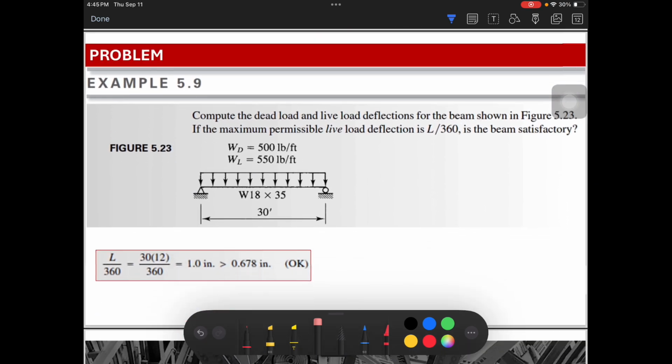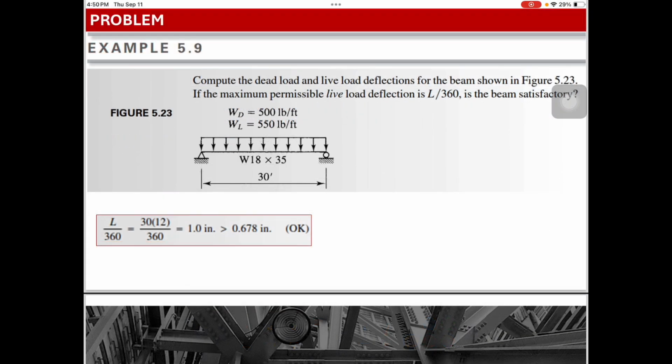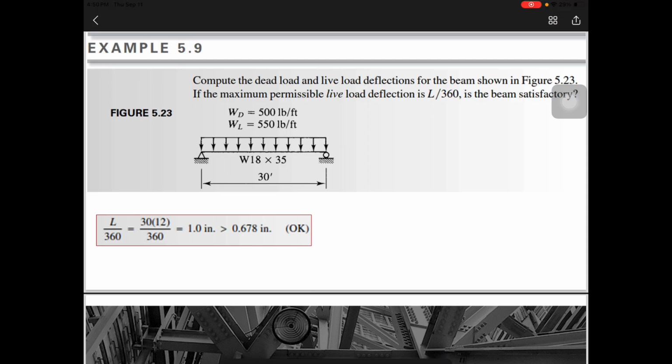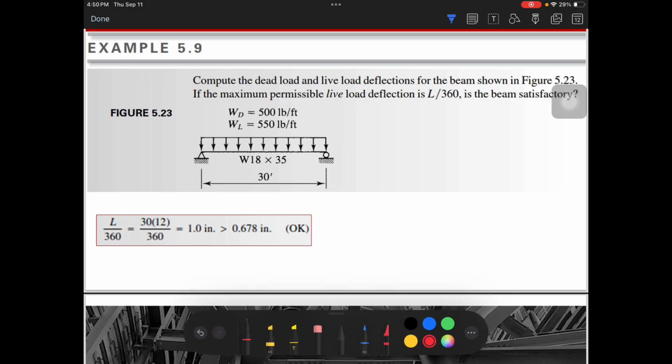Okay, so let's have an example. Example 5.9 from the book Padeni Segi. Compute the dead load and live load deflections for the beam shown if the maximum permissible live load deflection is L over 360. Is the beam satisfactory? So it seems it is only checking L over 360. That is the only limit given, L over 360, for the maximum permissible live load. So we only compare live load.